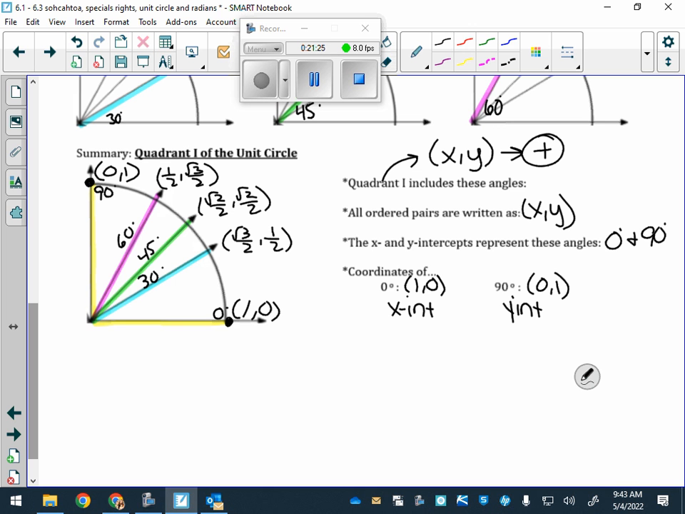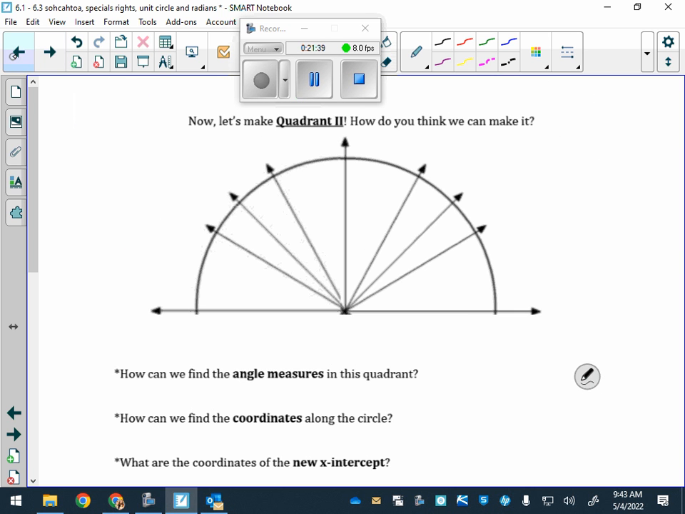So what will happen now if we move to quadrant 2? Liv? X is going to be negative. So let's turn the page. Okay. So right at the top, or somewhere, quadrant 2, negative x, positive y. Okay.